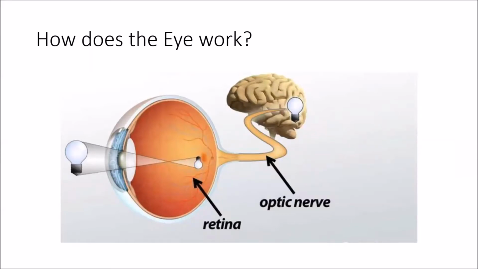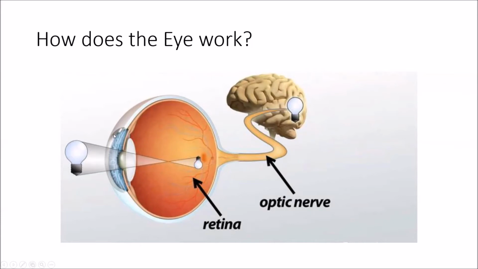Okay, so now that we know all of the parts of the eye, we can talk about how the eye works. The first thing that happens is that light is going to pass through the cornea. Remember, the cornea is a transparent tissue that covers the front part of the eye.